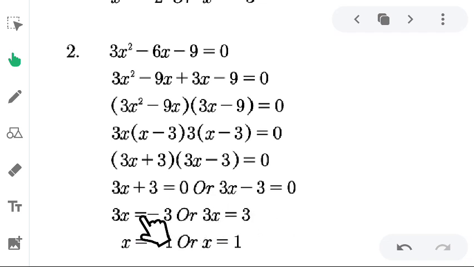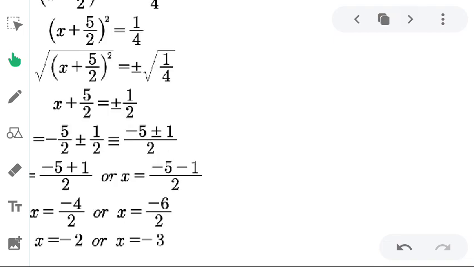You consider dividing both sides by 3. 3s is equal to minus 3. Dividing both sides by 3, you have s is equal to minus 1. Dividing both sides by 3 here, you have s is equal to 1. So here are the factors of the quadratic equation.